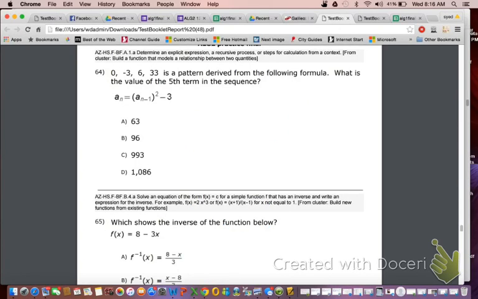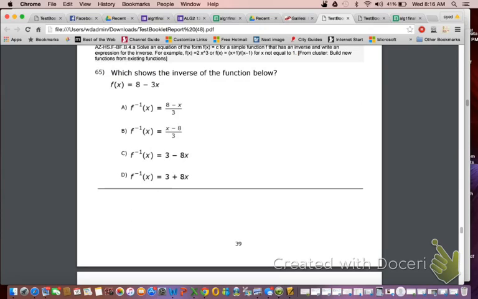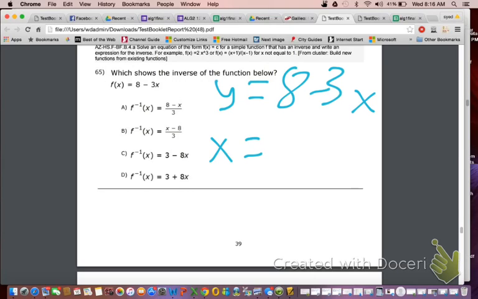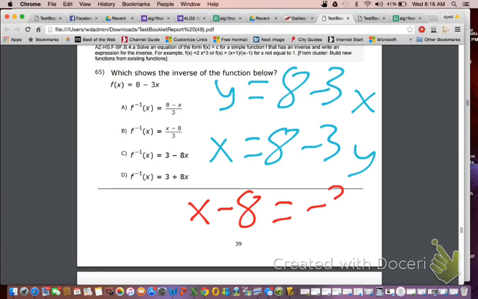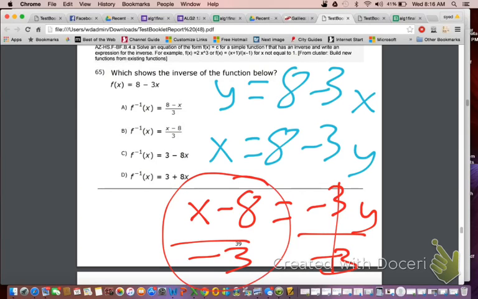Okay, inverse function. Again, follow the steps. So y equals 8 minus 3x. Let's switch that around. X equals 8 minus 3y. So now we just want to get y by itself. Isolate y. Minus 8, we get x minus 8 equals negative 3y. Divide by negative 3. Right? And this y is our new inverse function, so we want to look for this.